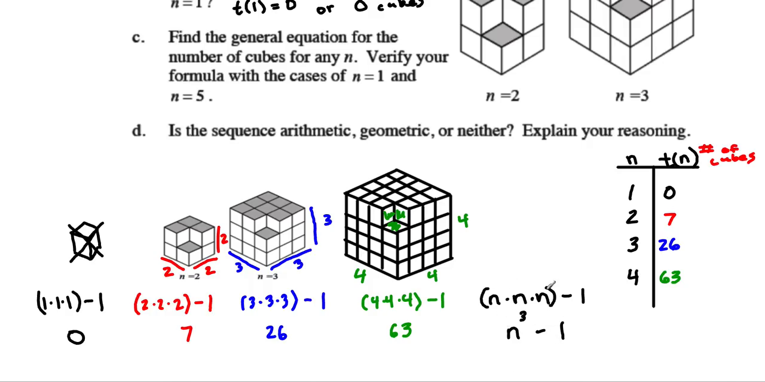So if we take that information here, it says verify the formula with the cases of n equals 1 and n equals 5. Well, we already know that if we plug in 1 into here, 1 cubed minus 1 is going to give us 0, so we know that's right. And let's look at what the fifth figure would look like.